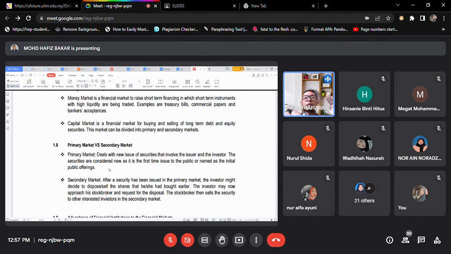Okay, let's say the price is going up. Okay, after 2 years the price goes up from 10 cents to 10 ringgit. Kan, satu unit dah jadi 1000% kan, increasing 1000%. Okay, apa lagi kan, dah dapat 10 ringgit, so dia jual lah shares tu kan. So when they sell the shares and another investor buys those shares, it's called the secondary market. Okay, the investor might decide to dispose or sell the shares that he or she had bought earlier. Ni masa initial public offering tadi lah.